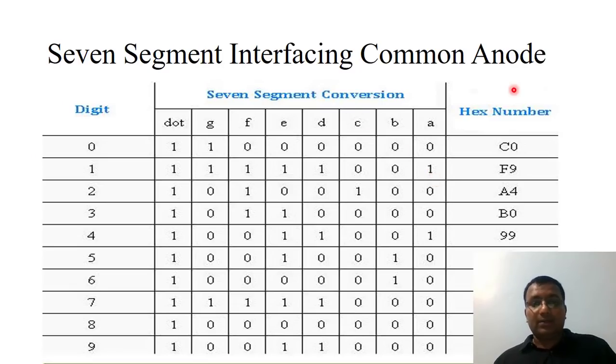How to calculate the numbers using a common anode type of display? We need to write A, B, C, D like this, plus the dot, DP. If I am using a common anode type of display, to turn on that particular digit I need to send 0. So for displaying 0, I need to make only the dot and G off, the rest are on. That's why for 0, my code is C0. Like this I have calculated all the codes.